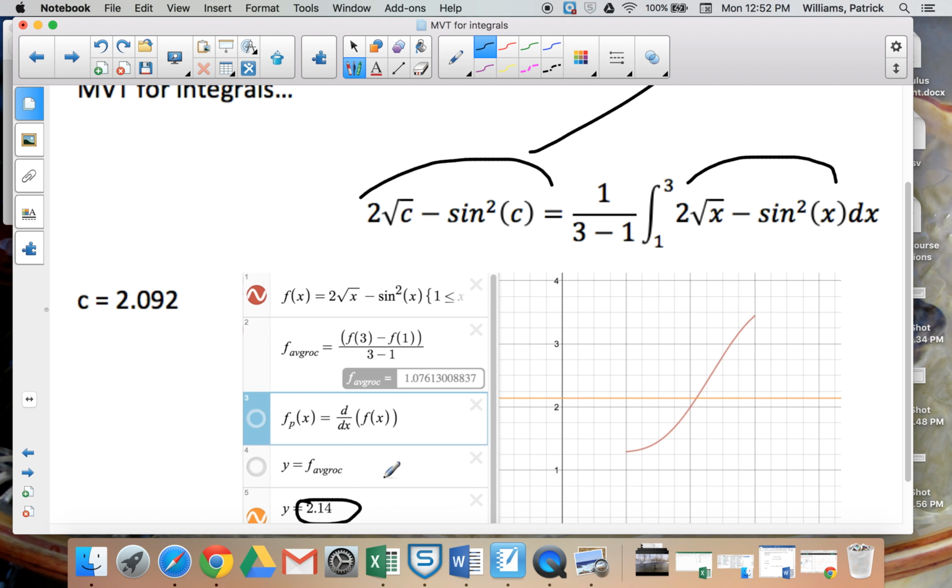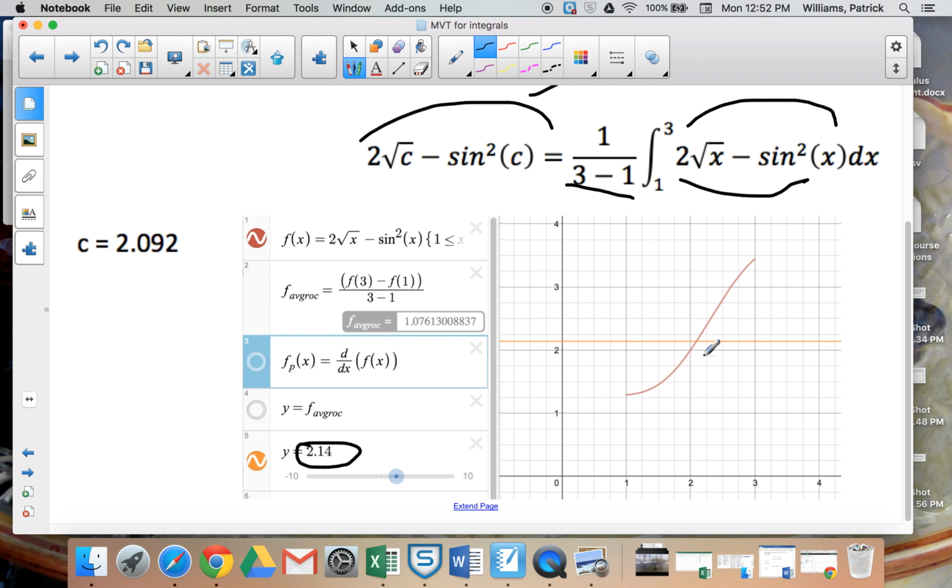Remember, 2.14 is the value of that integral divided by 1 over 3 minus 1, or 1 over 2. So if you're not getting that exact same value, don't forget to put that in front of the integral. So anyway, that 2.14 is in fact the average value of this particular function over the interval 1 to 3. And if we plot our function and we plot what the average value is, we see, and I didn't highlight this one, but this intersection is right at about 2.92.